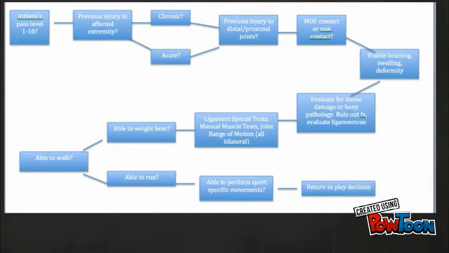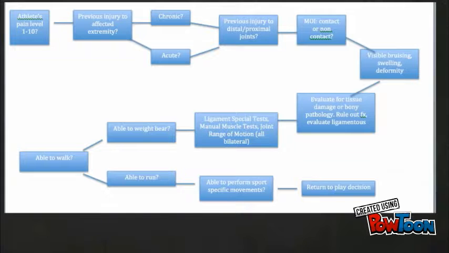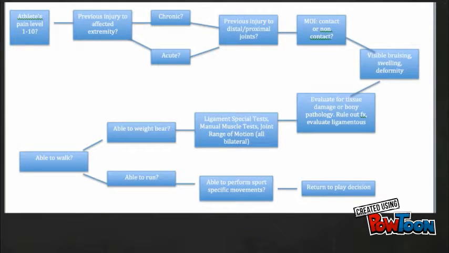Here is a more specified algorithm for how I approach lower extremity evaluation. I first begin with asking the athlete his pain level. I determine if there is a previous injury to the affected extremity. Is it chronic or acute? I then find if there is a previous injury to the distal or proximal joints. Was the mechanism of this injury from a contact hit or a non-contact? Is there visible bruising, swelling, or a deformity? I then evaluate for tissue damage or bony pathology.